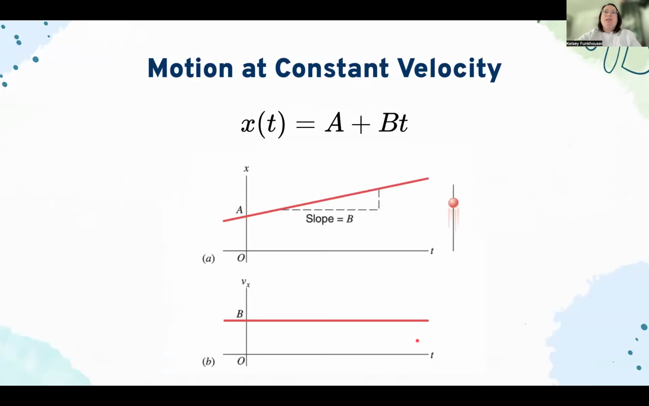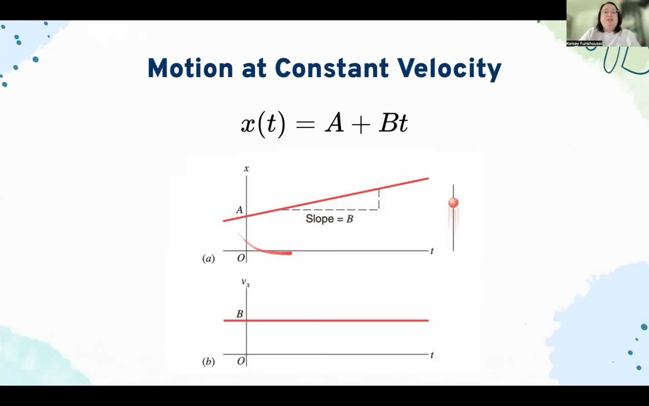Now we have motion with constant velocity. The position equation is given as x of t equals a plus b times t. And we have a from before, which is the initial position of the particle. This time the particle's moving though. And then there's the b times the time term, which tells us how the position changes with time.